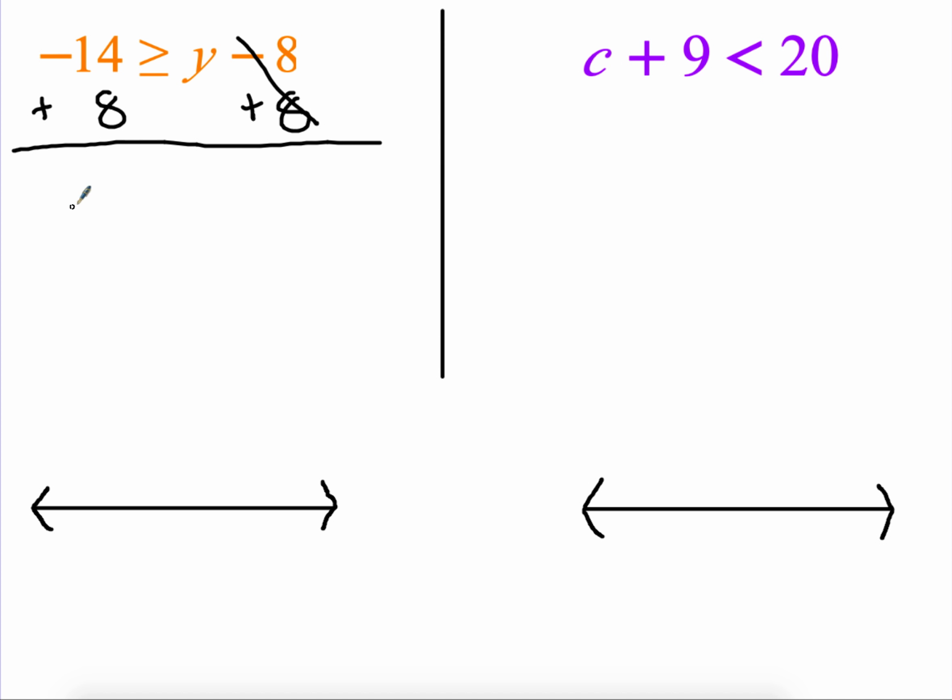So because I have more negatives than positives, I know my answer is negative. And 14 minus 8 is 6. I have to bring down that inequality symbol and I have to bring down my variable.